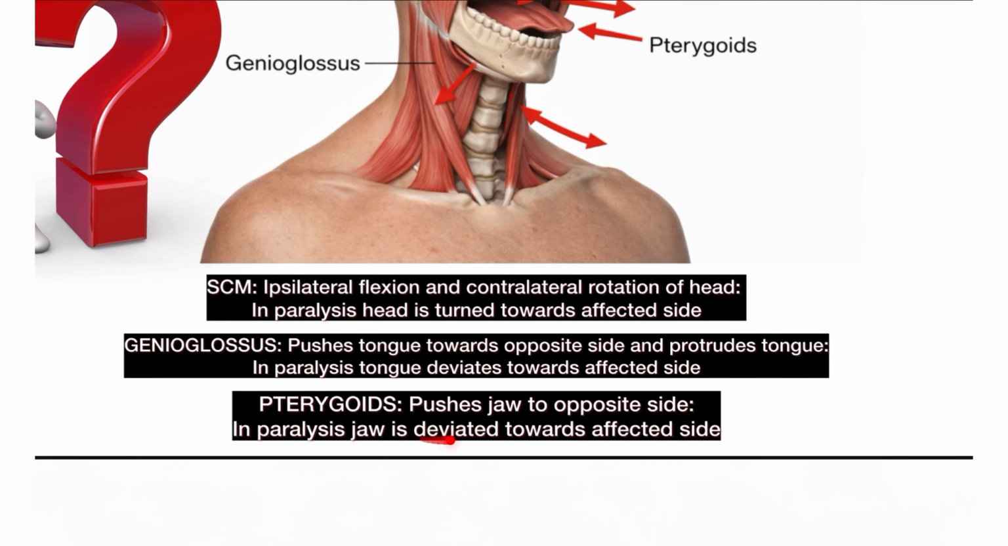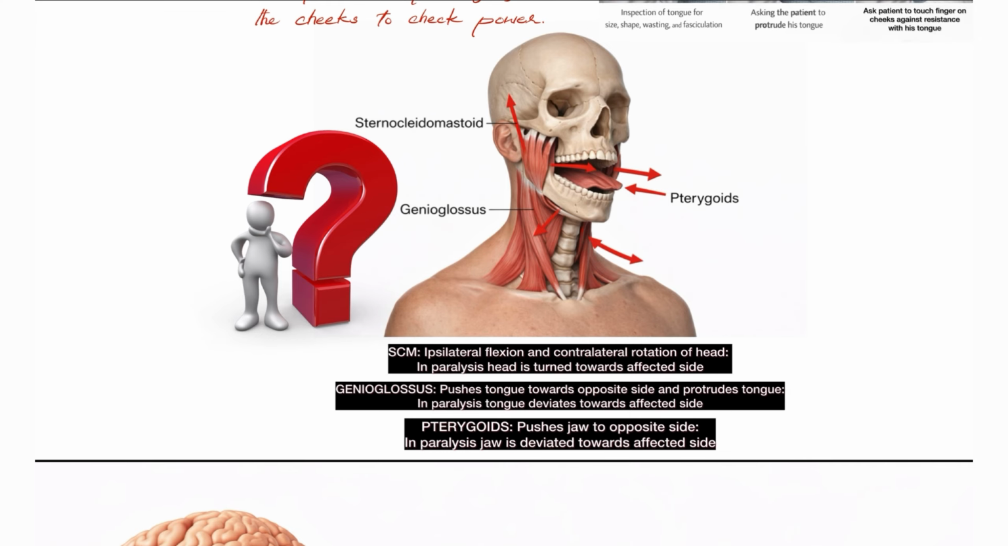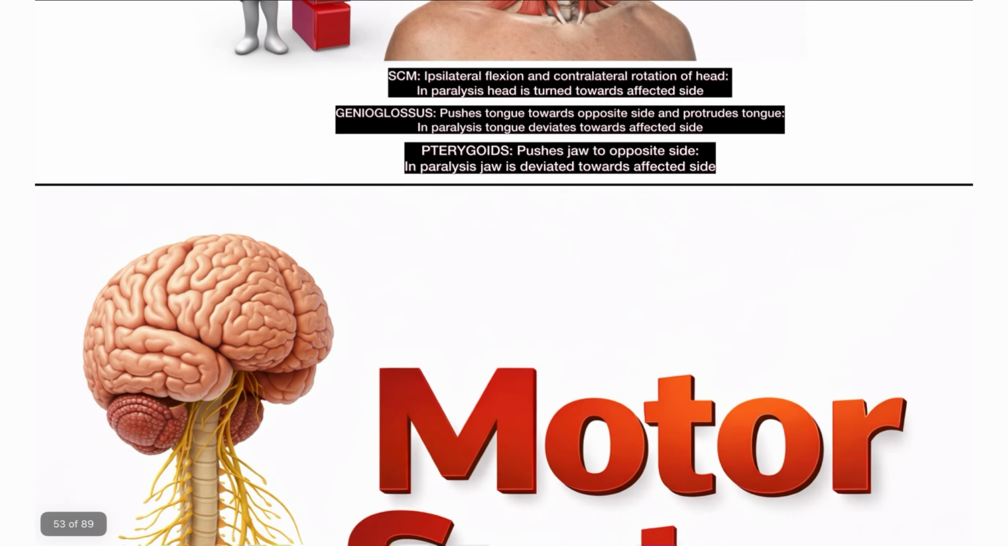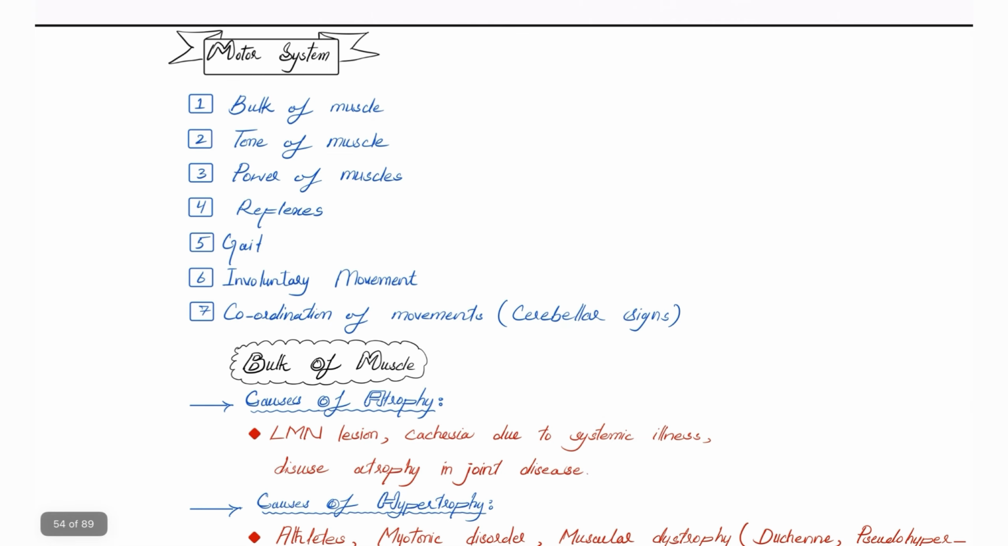So I think you should remember them because these are very, very confusing for most of the medical students and medical professionals. Let's now learn the motor system examination. In motor system examination, we need to measure bulk of muscles, tone of muscles, and power of muscles. Then we need to elicit reflexes, which are superficial and deep reflexes.